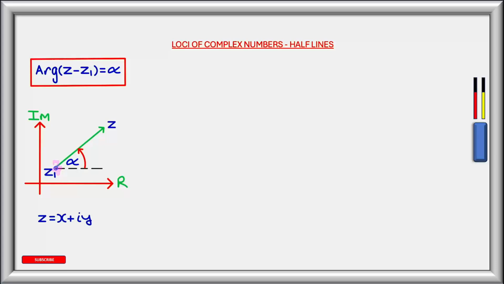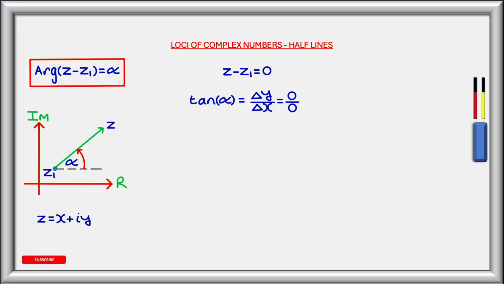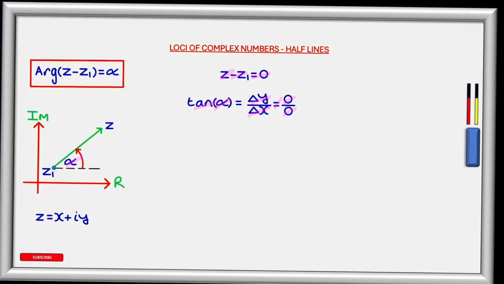So why is it the case that the origin is undefined? Well, let's take a look at the maths. At the origin, the distance between z and z1 is equal to 0. So z minus z1 is equal to 0. And so the difference between x coordinates is 0 and the difference between y coordinates is 0. And so therefore, the change in the y-coordinates divided by the change in the x-coordinates, which equates to the tan of alpha, where alpha is shown in the diagram here, is equal to 0 divided by 0, which is undefined.